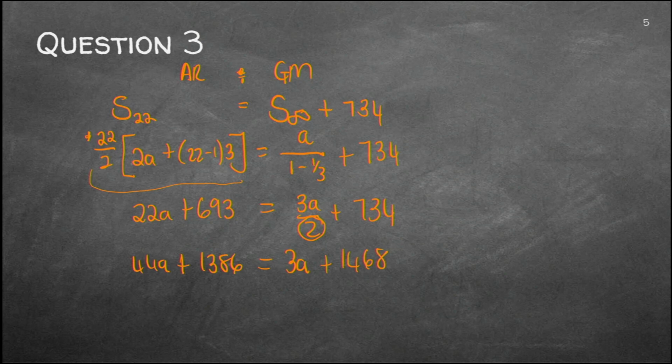So if I take all the a's over and all the normal values to the other side, we'll get 41a is equal to 82. Divide by the 41 both sides, and you will get a is equal to 2. And that would be your final answer. Let's get to question 4.